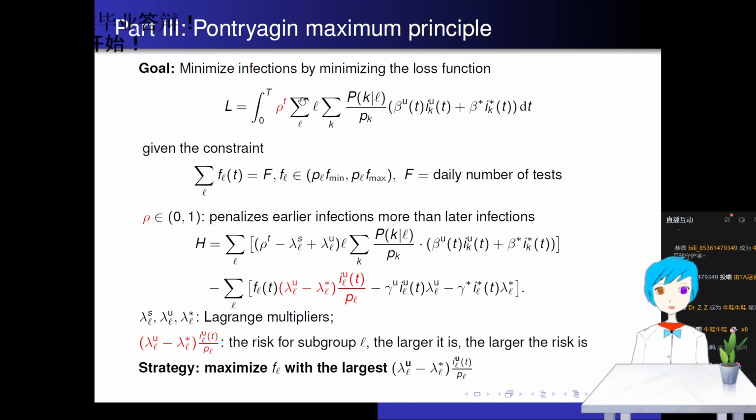So our goal is to minimize infections by minimizing the loss function. It is the new infections at time t multiplied by a discount factor. The discount factor means that we penalize earlier infections more than later infections, because at later times we may have more medical resources. In order to minimize this L, an equivalent condition is to minimize this Hamiltonian H, where lambda are the Lagrangian multipliers. So here, the term marked in red is the risk for subgroup L. The larger it is, the larger the risk is for that subgroup. And our strategy is to maximize the testing budget for the group with the largest risk.